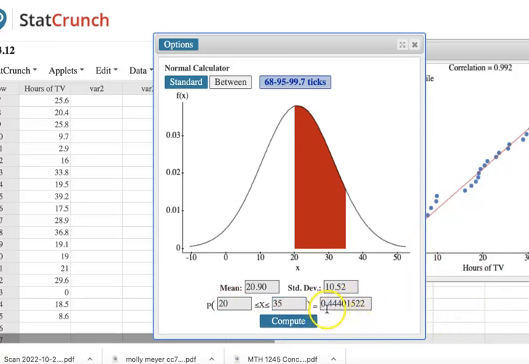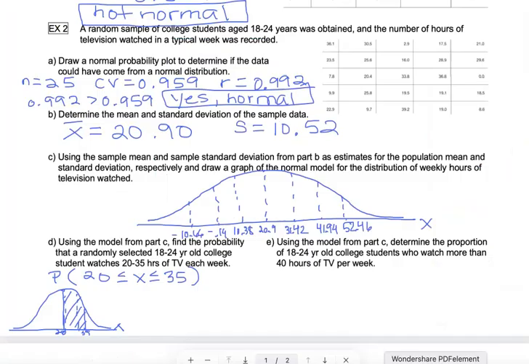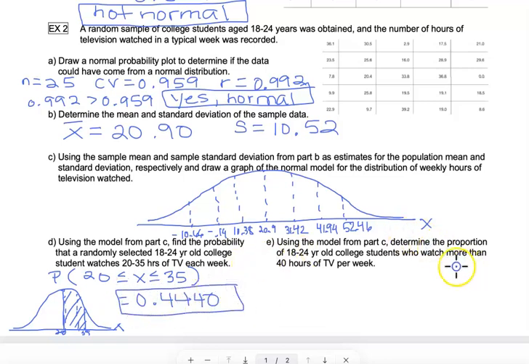So in this case, it is telling me 0.4440 is how we would round that one. So equals 0.4440. And that would be our probability.